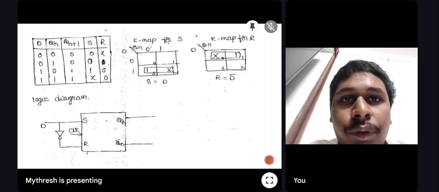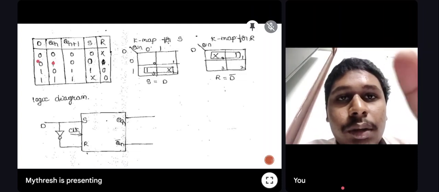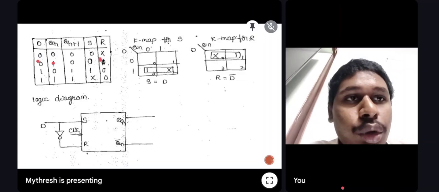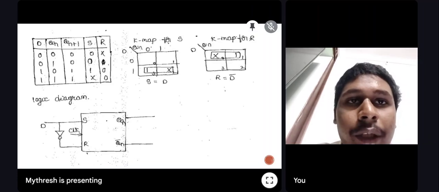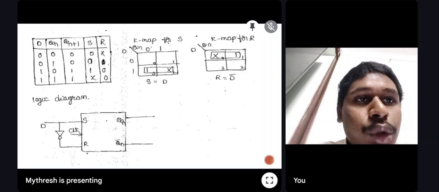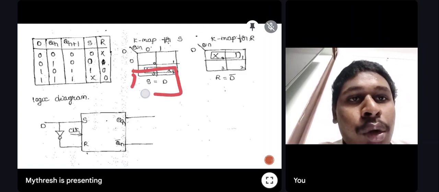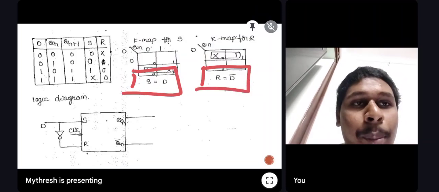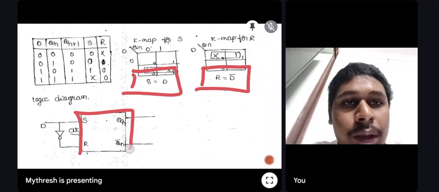Then for 0 1, R is 1, so we will write 1. And for 1 0, the R is 0, we will not write anything, and we will pair this, and after pairing we will get R is equal to B. So we have got an S and R, so we will apply this directly. Let us take an SR flip-flop.